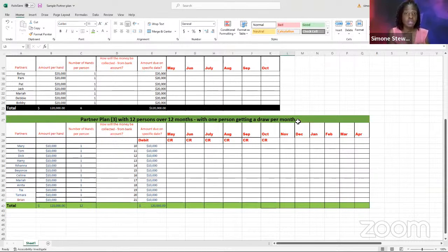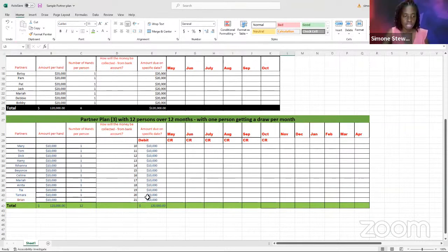And guys, this is something you can do in any country, in any currency. I am going to be demonstrating it in Jamaican currency, and I'm going to show you how to do it over a 12-month period, as well as over a 6-month period, how to do it with 12 persons, with 6 persons, and also with 10 persons, with 2 persons getting a draw per month. So yes, that's what we call it, guys. We call it a draw when persons get their money each month.